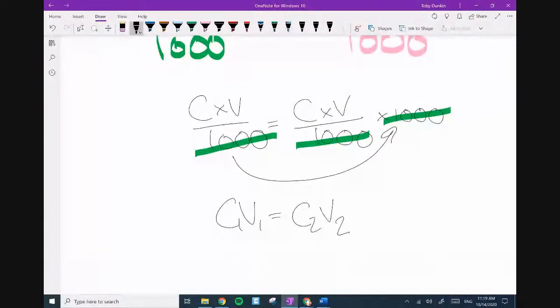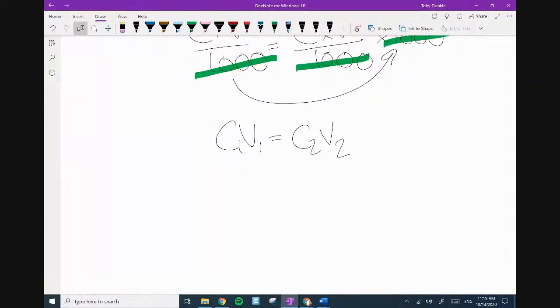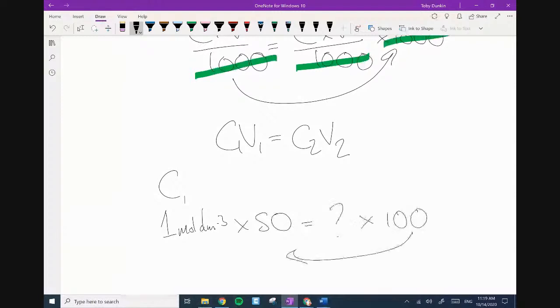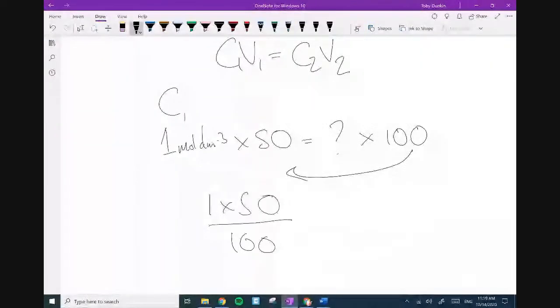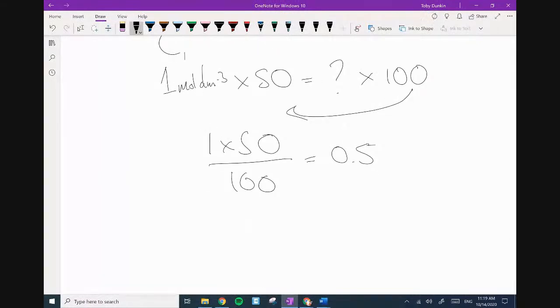So now all we need to do is run my numbers. I had an original concentration of 1 molar. C1 was 1 mole per dm cubed. The V1 was 50. My new concentration is the question mark, and I'm timesing it by 100. Bring the 100 over to the other side. So I've got 1 times 50 over 100 will give me my new concentration, which is 0.5. So I've halved the concentration. And the great thing is, minus log the answer, because it's a strong acid, and I will get the new pH.